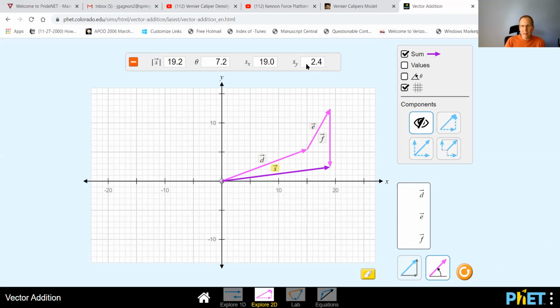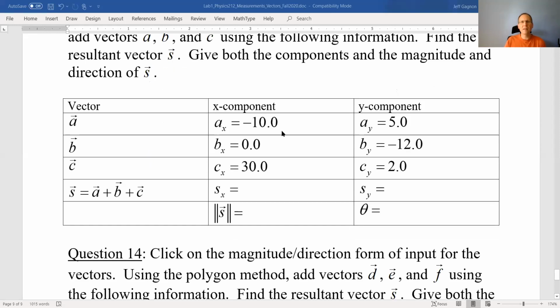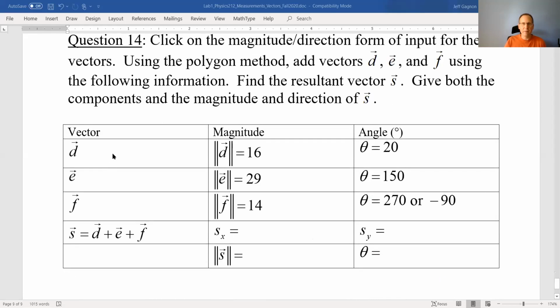I can read off the X and Y components of that sum, and I can read off the magnitude and direction of that sum. So you're going to do the same thing, except I give you particular values that I want you to use in questions 13 and 14 from the lab handout. Great, and then that's it. So again, you want to use these particular values that I give you for vectors A, B, and C, and then for vectors D, E, and F, and that'll be questions 13 and 14.